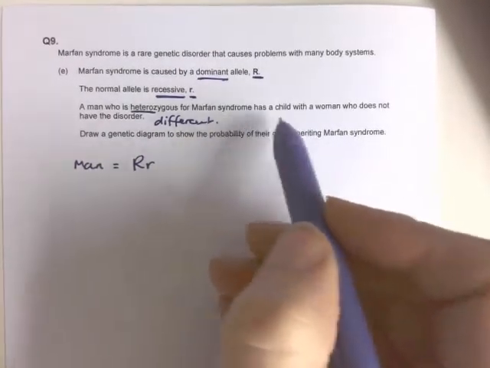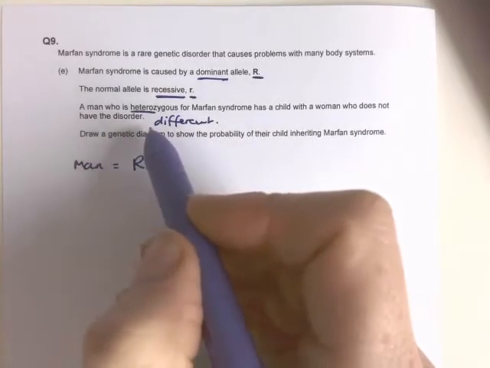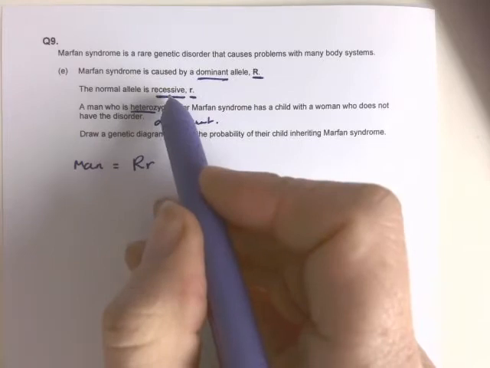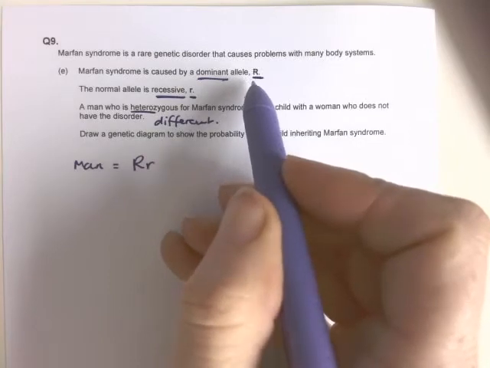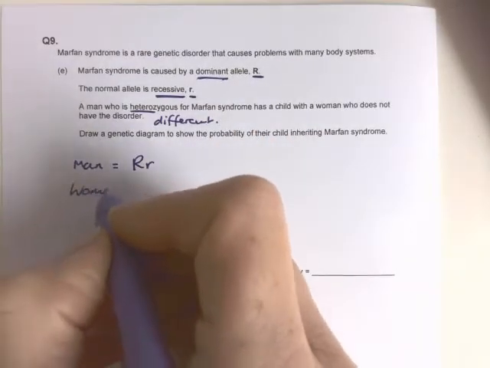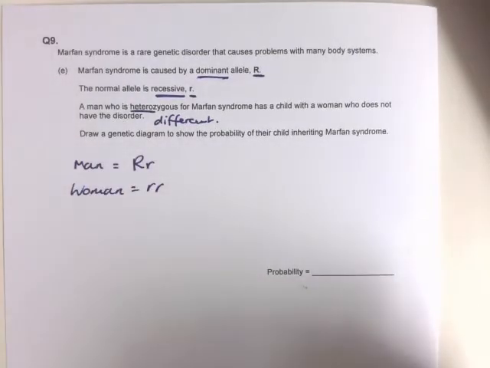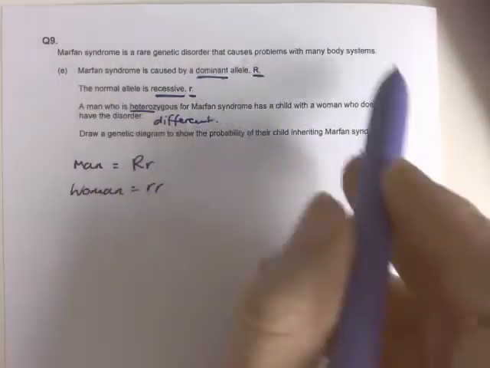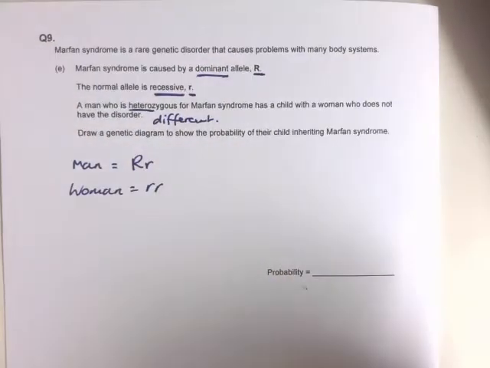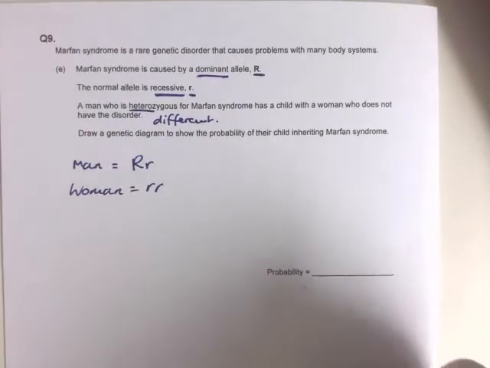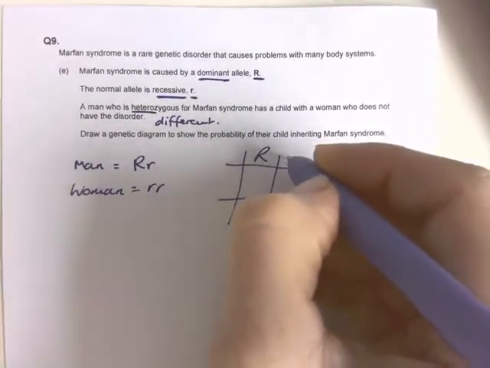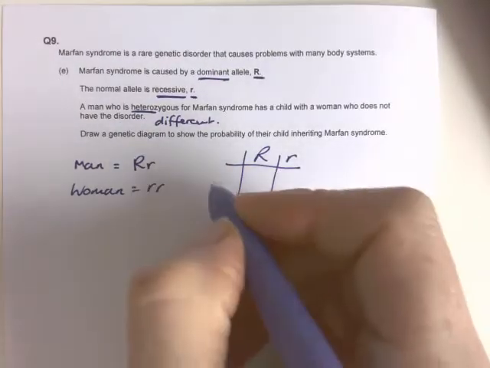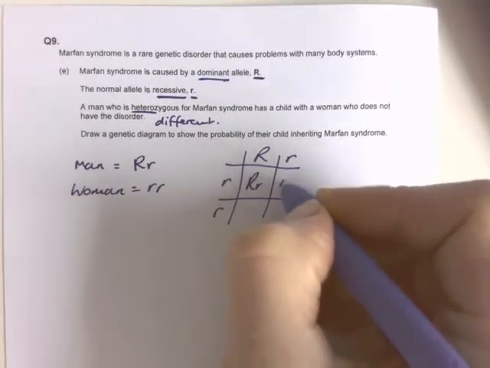And he has a child with a woman who does not have the disorder. So if she doesn't have it, she must have two recessive alleles, because if she had a capital R, then she would have this syndrome. So the woman must be small r. Now that we've identified that information, the cross is exactly the same as what you've done in the past. So you would draw out your square, you would put your single letters for the man across the top, you put your single letters for the woman down the side, and then you do your crosses.